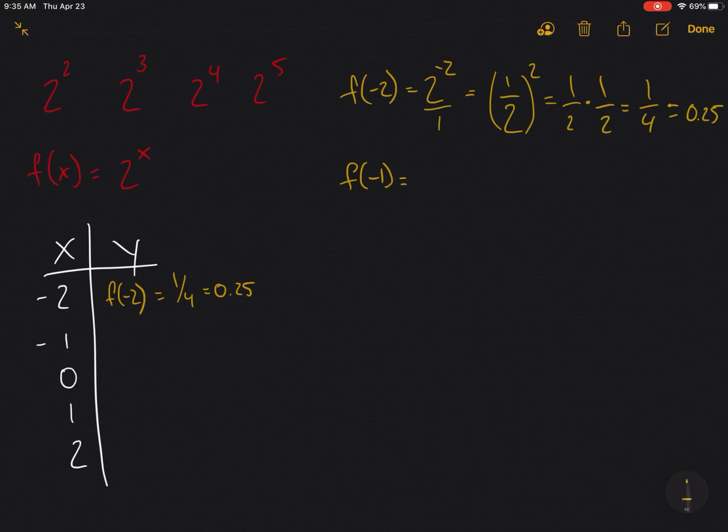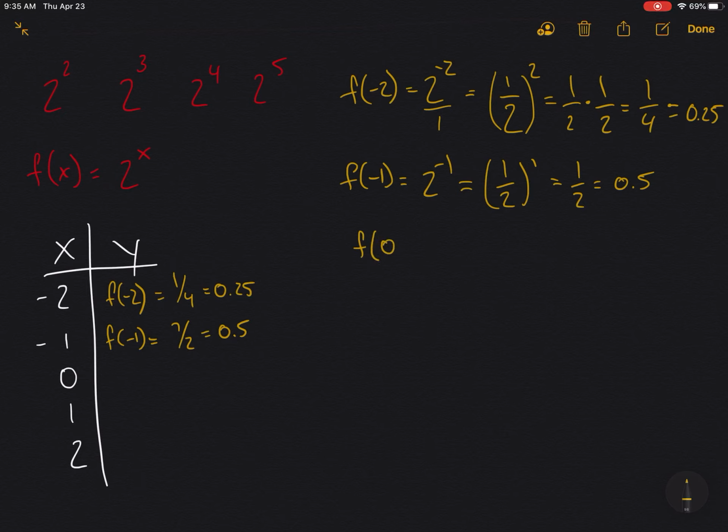So evaluating x at -1, I've got 2 raised to the -1. Well, 2 raised to the -1, I flip the numerator to the denominator. That's 1/2 raised to the first power, which is just 1/2, or 0.5. Okay.